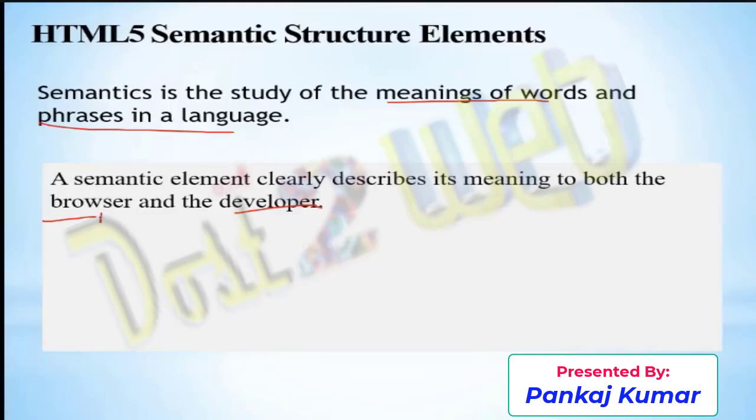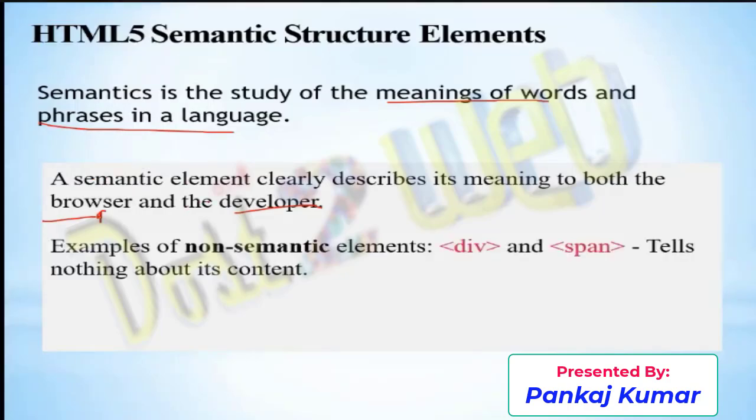The browser is, you can say, the user, and for the developer it gives a meaning, for the browser and the developer. The example is that non-semantic elements like div and span tell nothing about their content, because whenever you use a div or span, you are not writing anything, you are just defining the division tag.